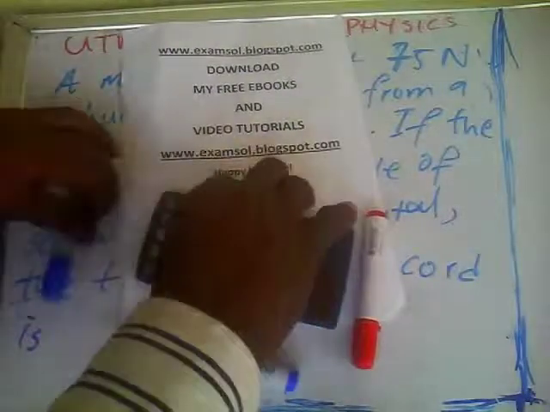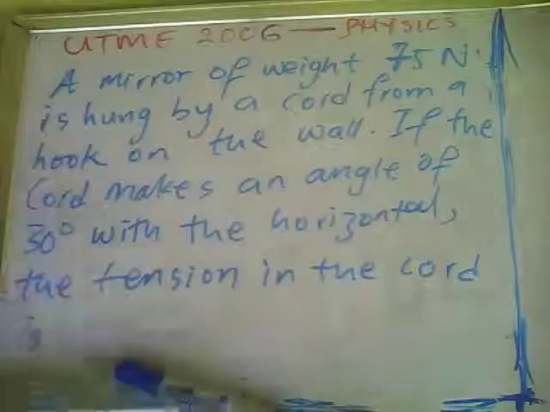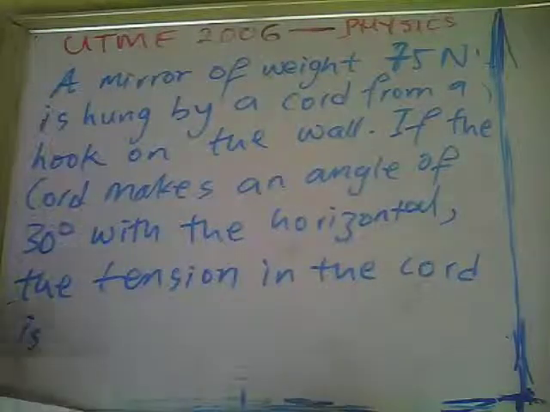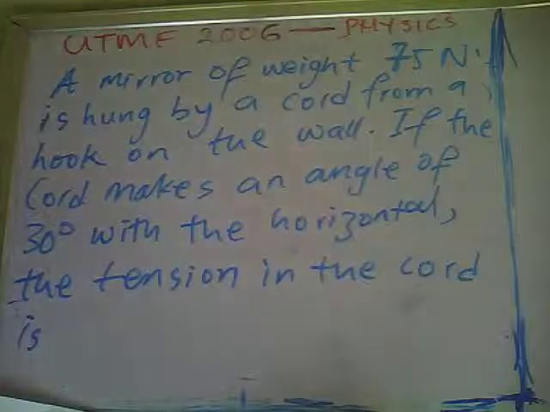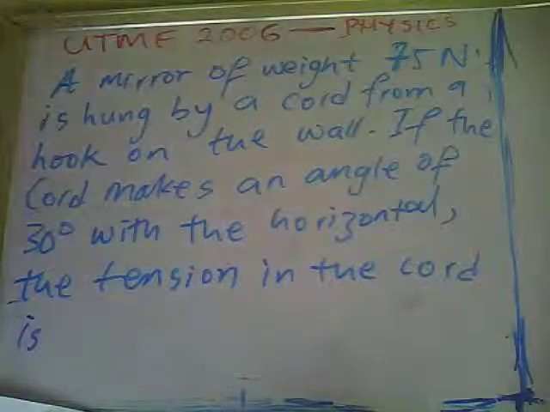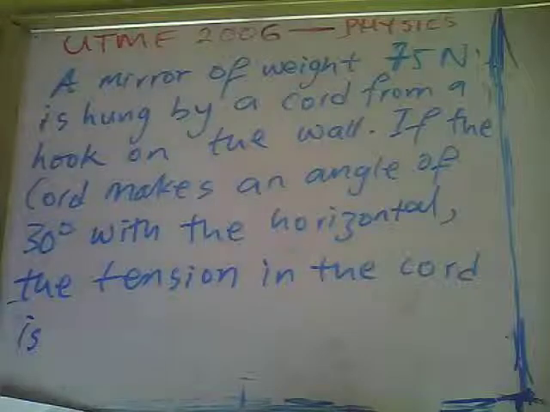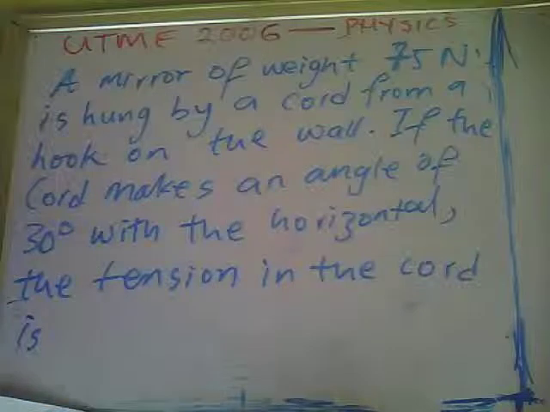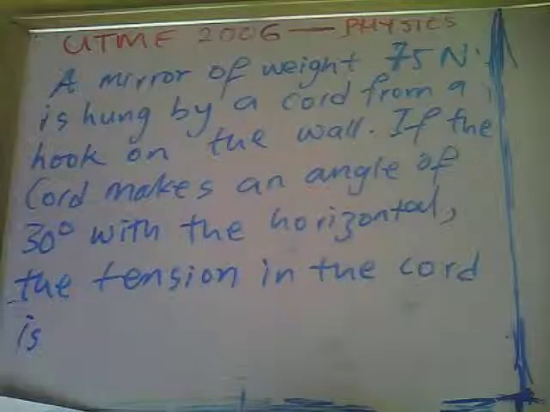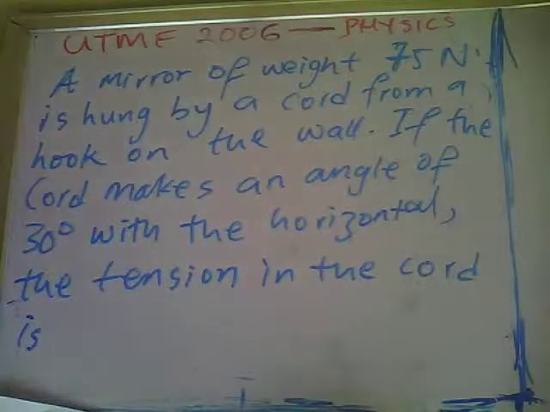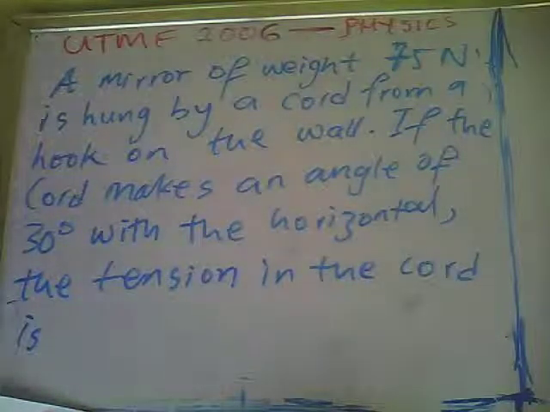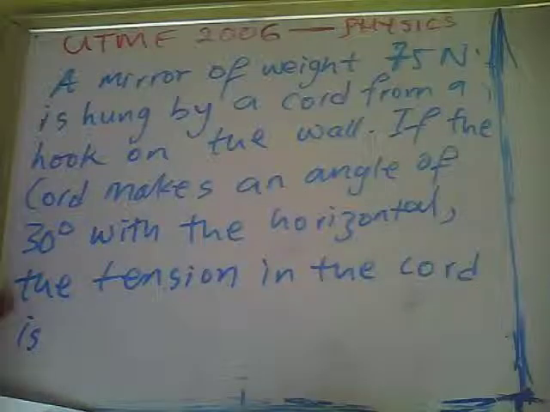Now we have a problem that involves calculation. It's a 2006 question, number 12. I don't know the type actually, because it's not specified. The question is: a mirror of weight 75 Newton is hung by a cord from a hook on the wall. If the cord makes an angle of 30 degrees with the horizontal, the tension in the cord is what?